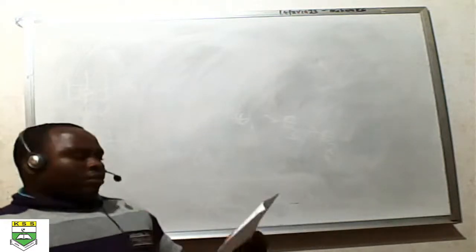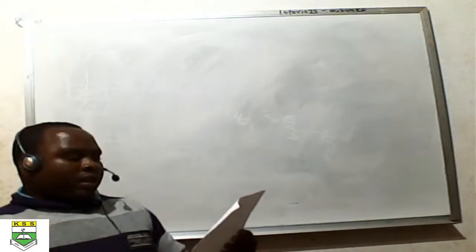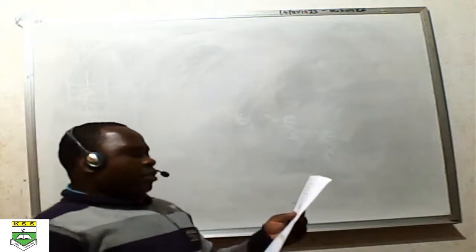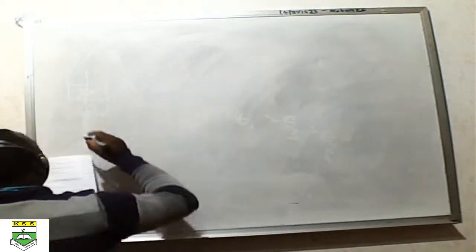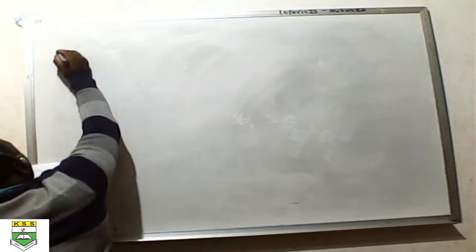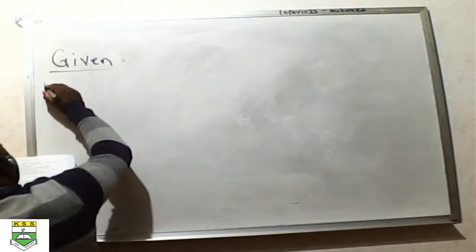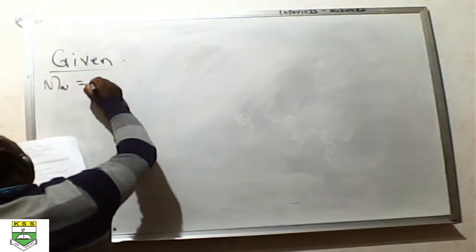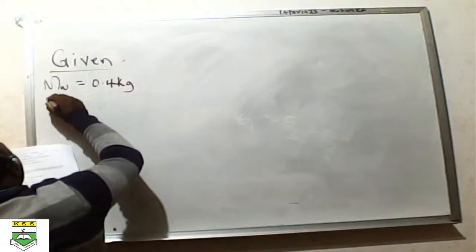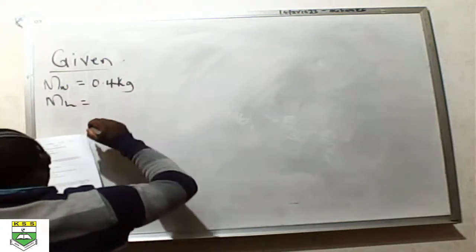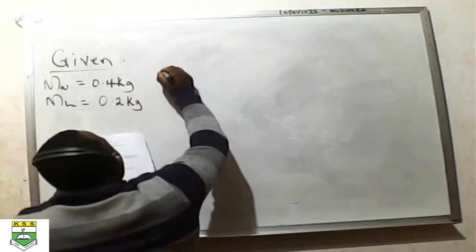I'm not going to write it on the board because you already have it in the notes. Those that may not be having this, you can follow the audio and the question will come out well. But according to what is being given there, we have what we call the mass of water. The mass of water is 0.4 kilograms, and this is the mass of the hot water. We have the mass of the liquid at 0.2 kilograms, and then we have the temperature.